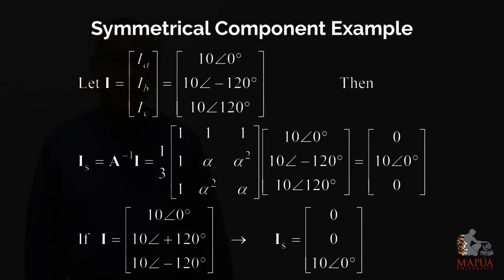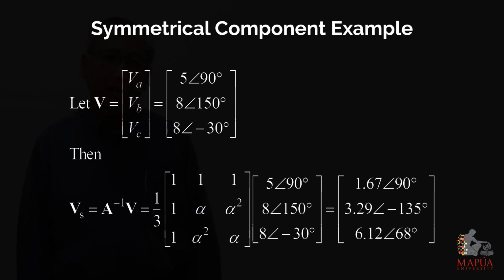And similarly, for voltages, we have here VA, VB, and VC given as 5 angle 90 degrees for VA, VB is 8 angle 150 degrees, and VC is 8 angle negative 30 degrees. So these phase voltages are unbalanced phasors, unbalanced voltages in a given system. So we want this to be converted into sequence voltages using our previous discussion of the A matrix and the phase voltages.